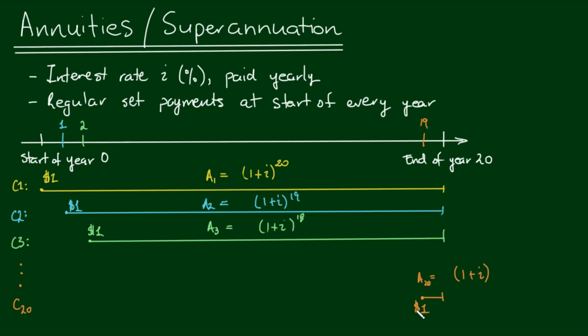So the total amount accumulated in this pension fund that's due for payment at the end will simply be the addition of all of these accumulated amounts. So it'll be A1 plus A2 plus A3 all the way to plus A20.